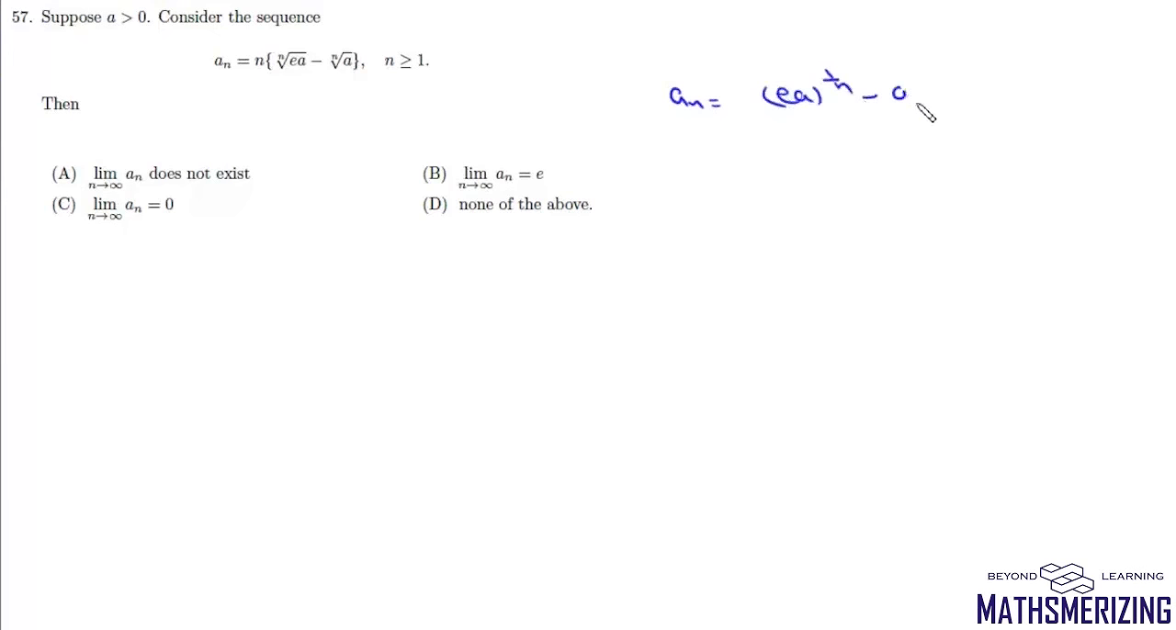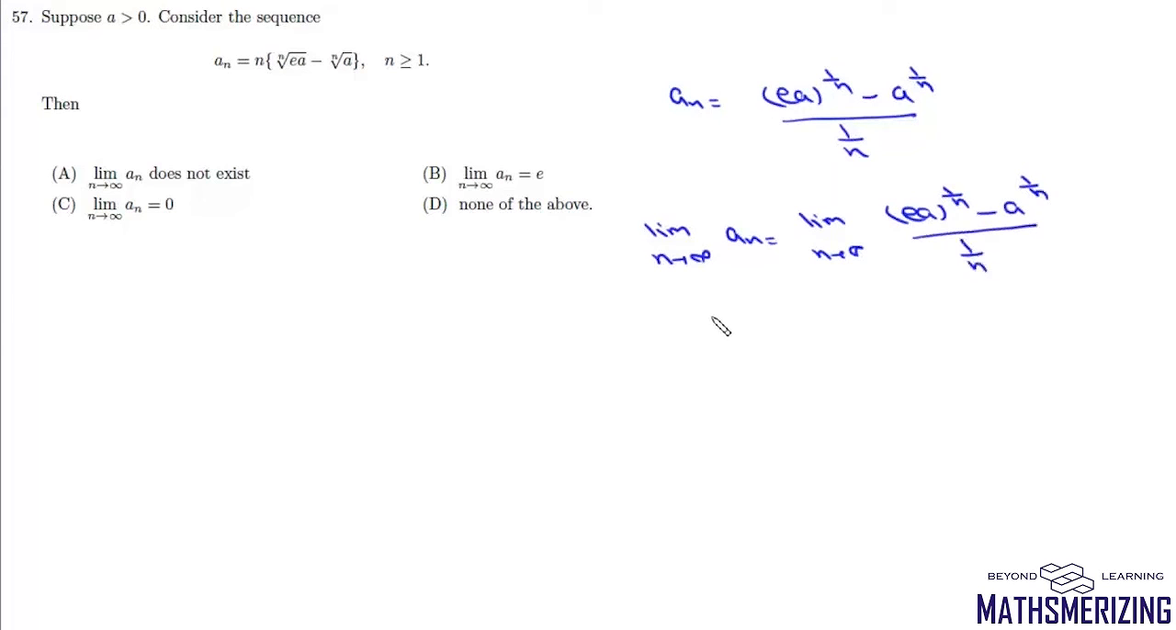Question number 57 is, consider the sequence an, which is (e·a)^(1/n) minus a^(1/n), upon 1/n. Now we need to find the limit as n tends to infinity of an. So we can write this as the limit of ((ea)^(1/n) - a^(1/n)) / (1/n). Now what we'll do is, we'll let 1/n be t, then we can write this limit as the limit as t tends to 0 of ((ea)^t - a^t) / t.